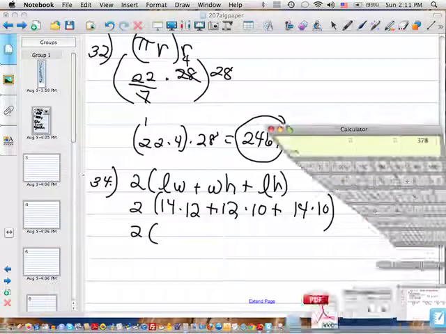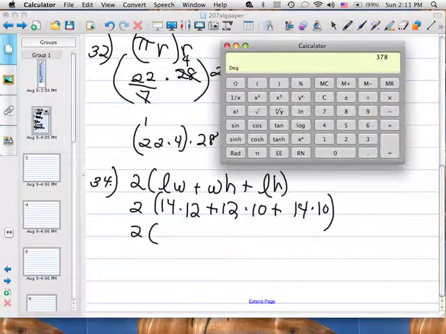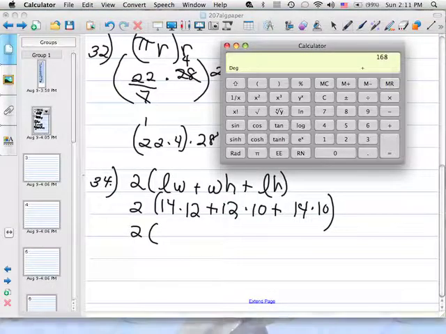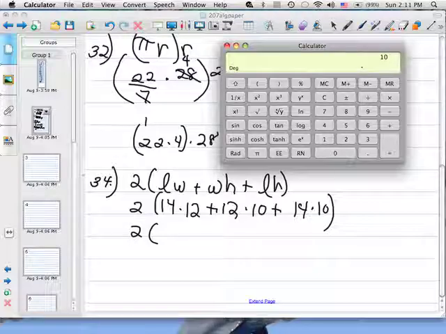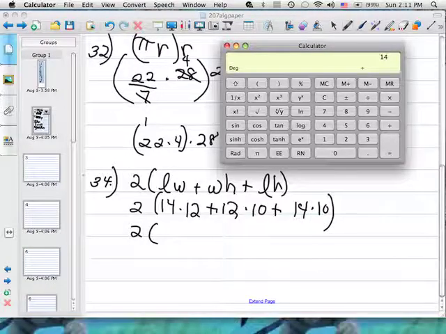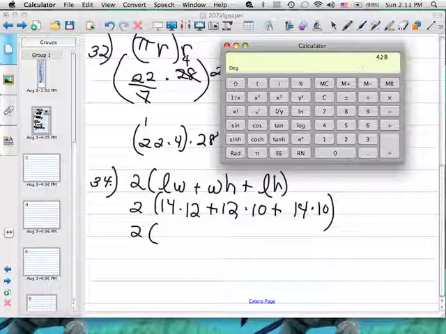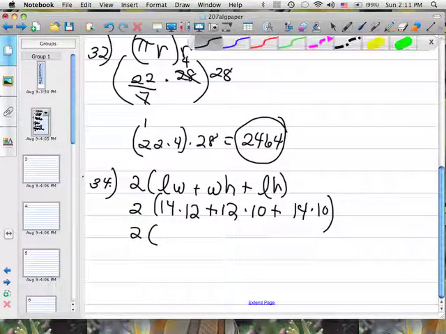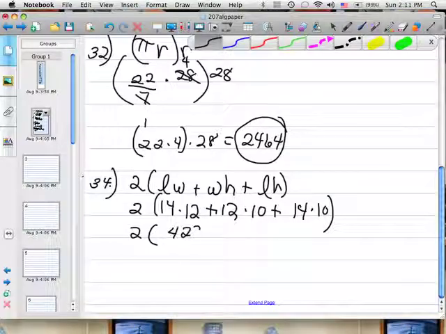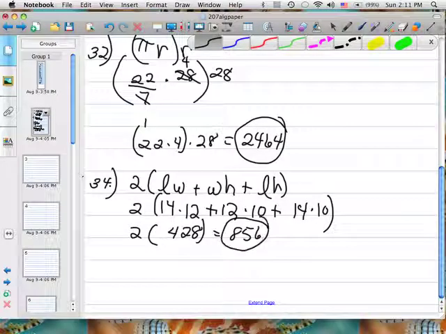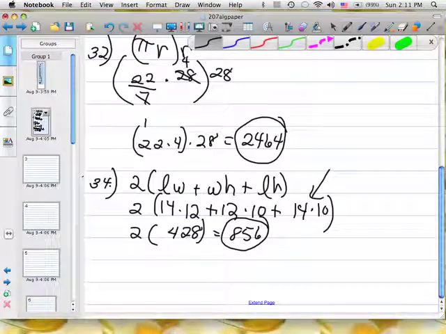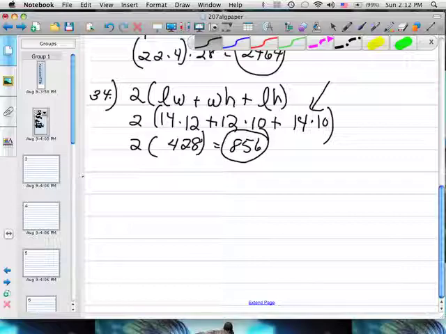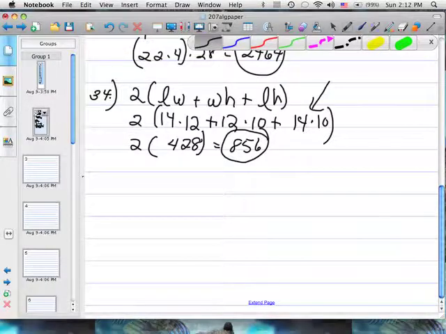32, they give us the formula for the area of a circle, pi r squared. They went ahead and broke it up to pi r times r. And they tell us that the radius is 28, and they want us to use 22/7 for pi. So 22/7 times 28 times 28. We can cancel the 7 with the 28, and we get 4. So now we have 22 times 4 times 28. And you could use your calculator and multiply that out, and we get 2,464.